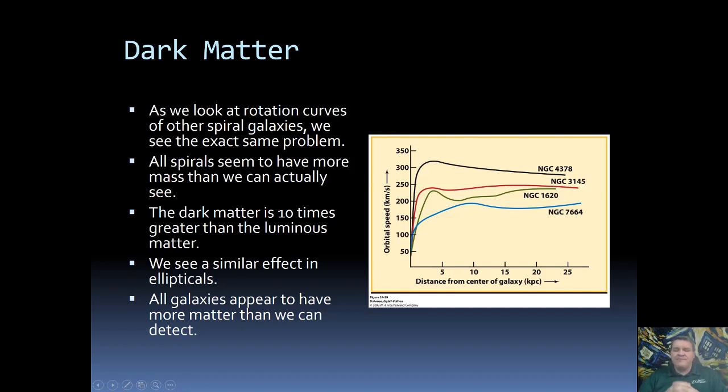Well, based off of these rotation curves, it appears that galaxies have around 10 times more dark matter than luminous matter. So not only is dark matter there, there is a whole lot of it.